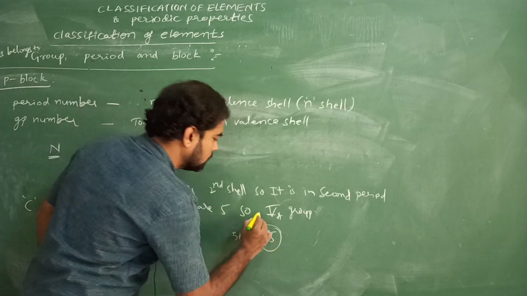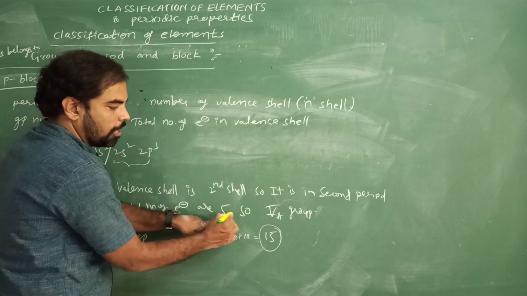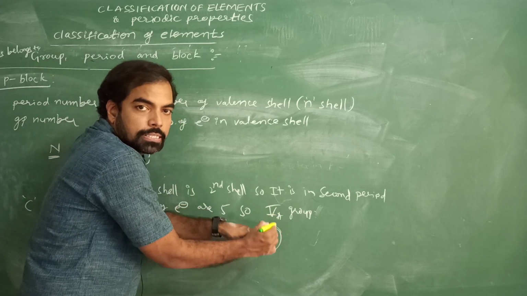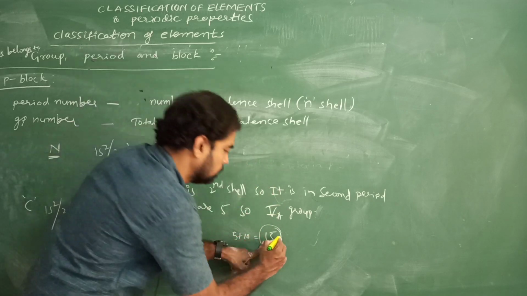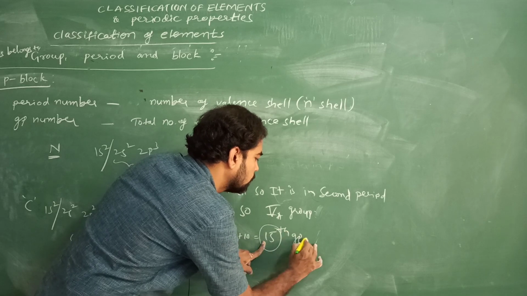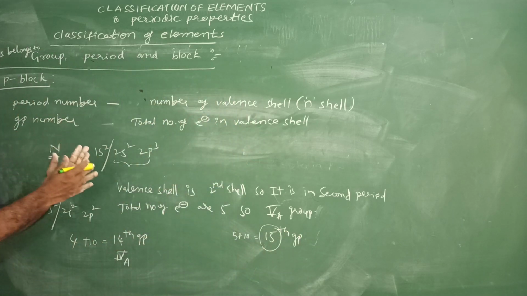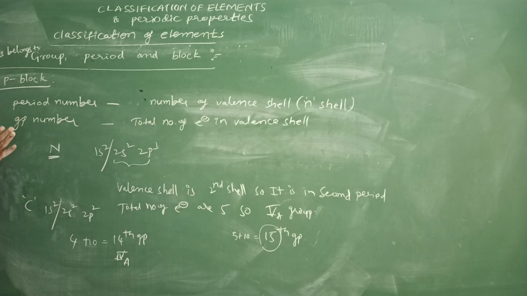In Roman letters, it is 5A. Here the total number of electrons is 5, so I am representing it as 5A in Roman letters, whereas in numbers, simply add plus 10. 5 plus 10 means 15th group. 5A group or 15th group, both are the same. One is represented in Roman letters, another in numbers. So this is for p block elements.